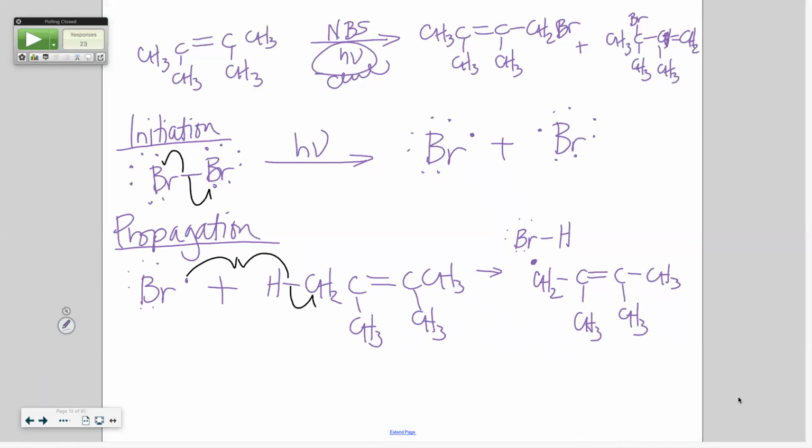Okay, so now what is our little free radical going to do? What did we do last time? We're going to react with what? We're going to react with Br2. Oops, lost my thread.